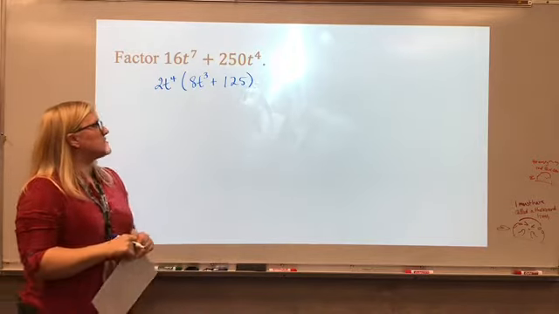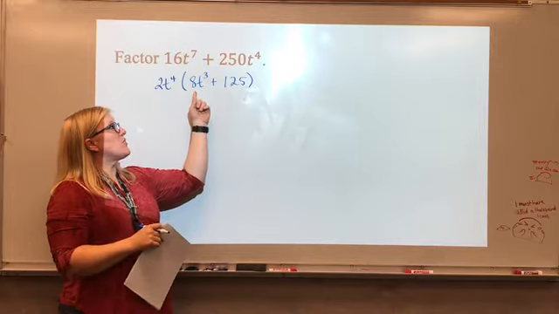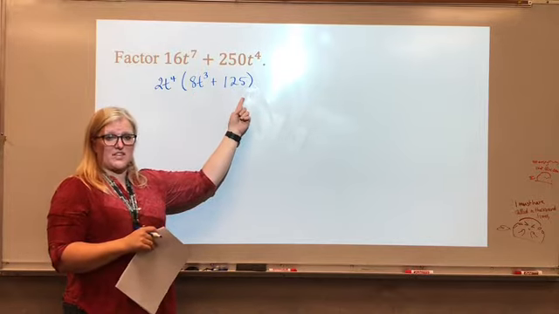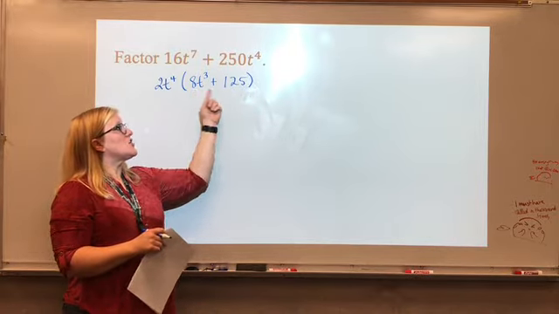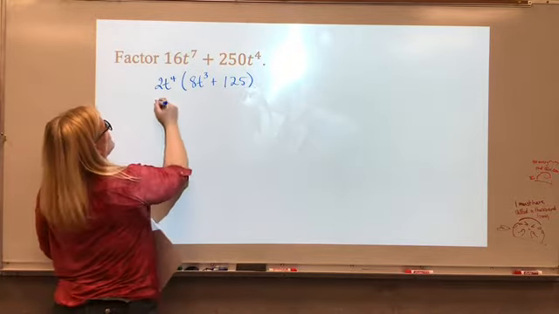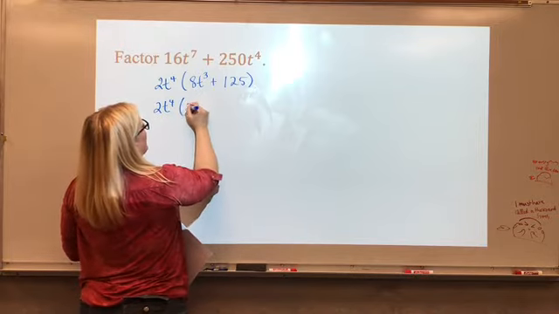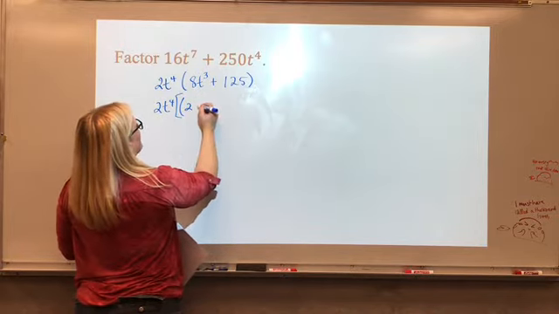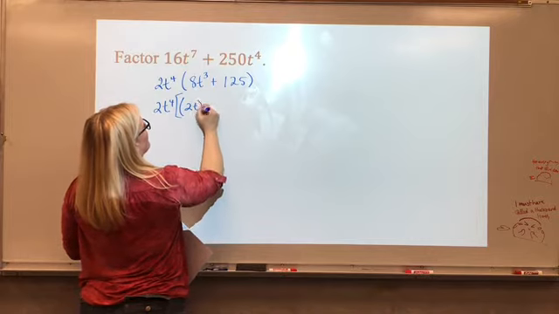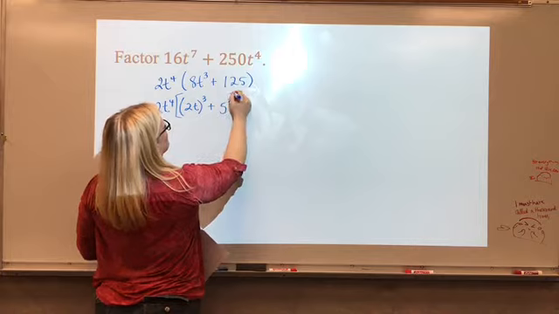All right, so can I factor this still? I can, because this is a perfect cube and this is a perfect cube. This is 2t cubed, this is 5 cubed, okay? So I'm going to rewrite this. Let's put a bracket around this. This is 2t to the 3rd plus 5 cubed, okay?